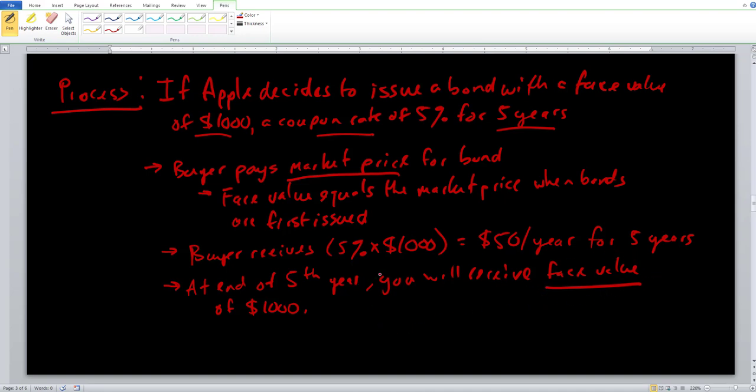And if you hold this bond from its initial issuance all the way to the maturity date, you're basically guaranteeing yourself your original investment, your original dollar amount, back. You put in $1,000 and you get $1,000 back. But over the course of 5 years, you've been gaining $50 per year. So an additional $250, which is essentially your return for lending Apple your $1,000.